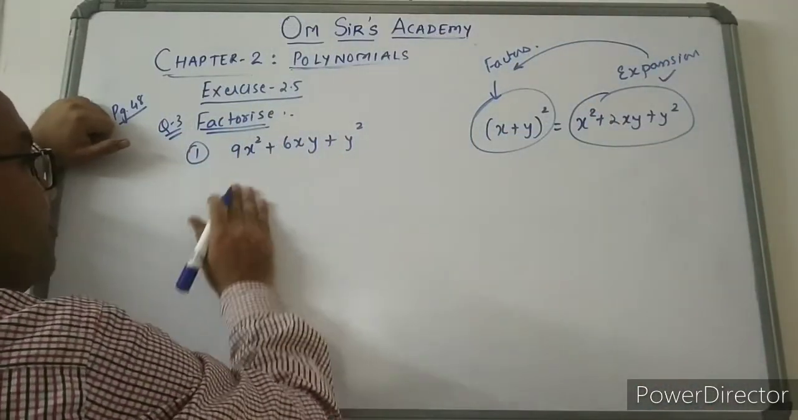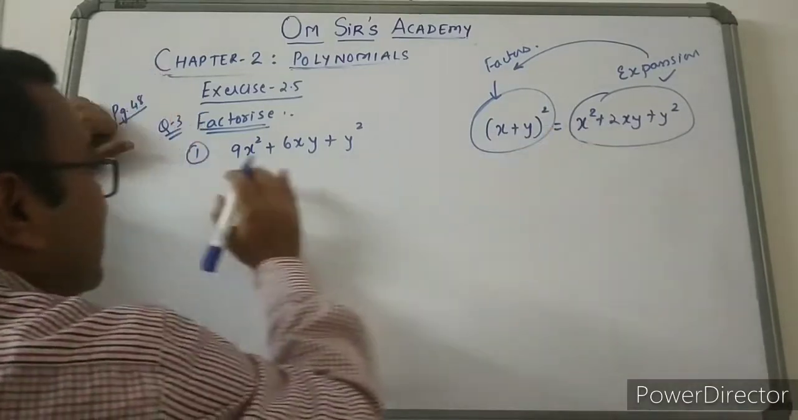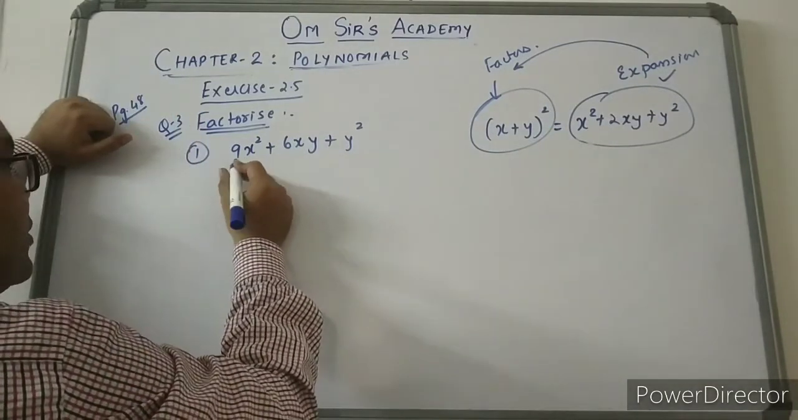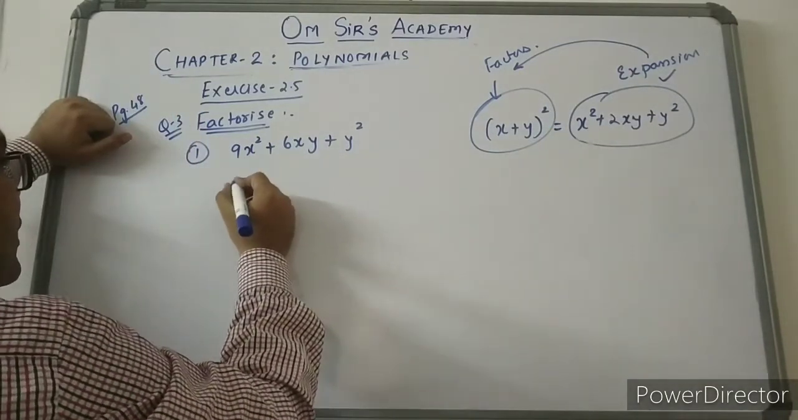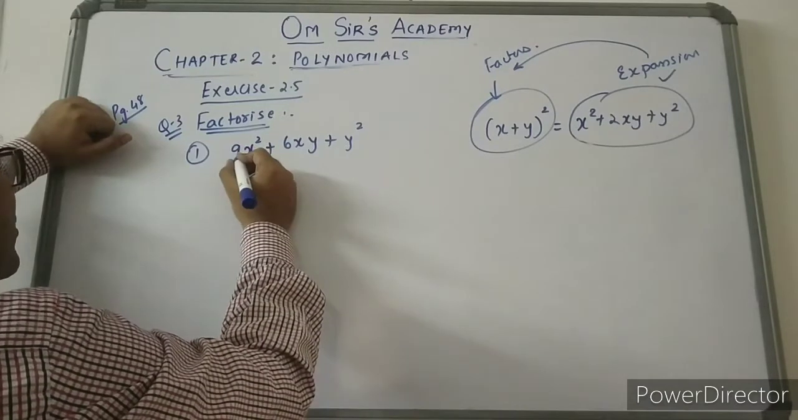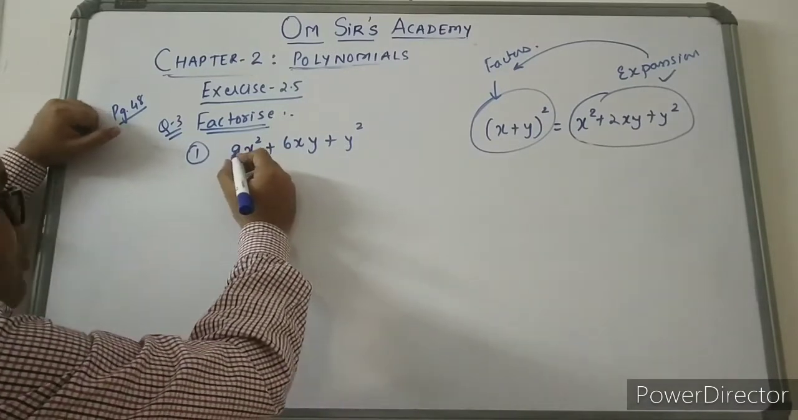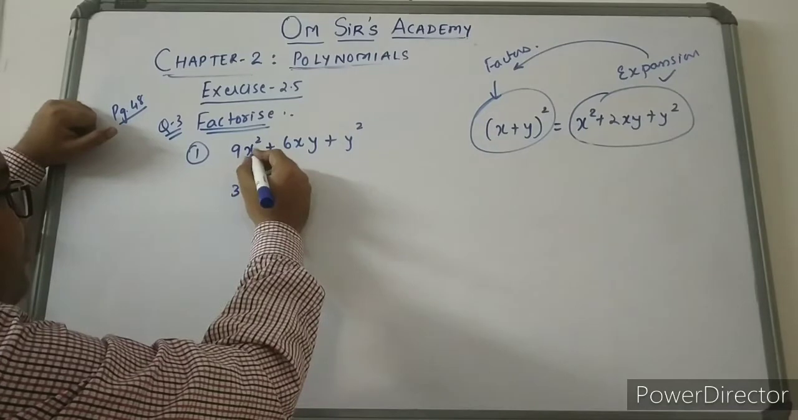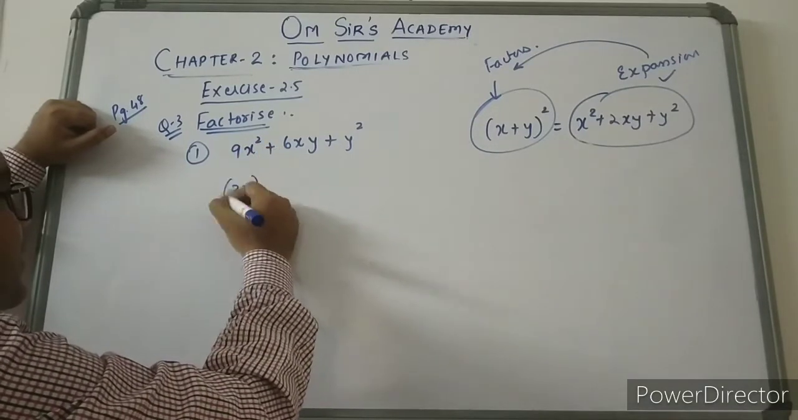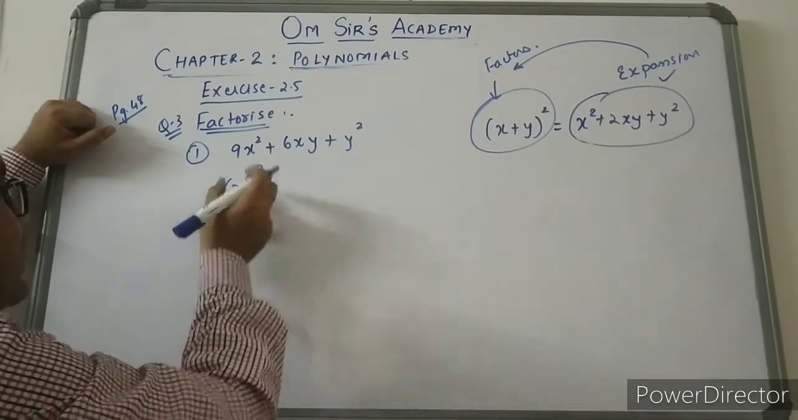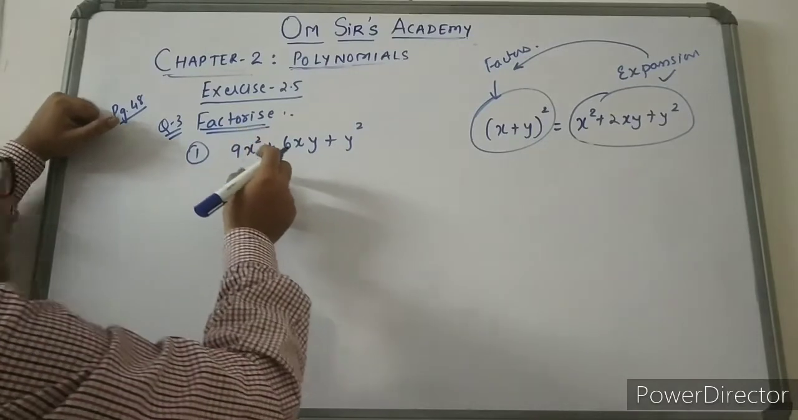Okay, so let us check whether this expansion is correct. The first term is a perfect square, yes. What is the square root of 9? 3. What is the square root of x square? x, that is (3x) the whole square. This (3x) the whole square will be what?